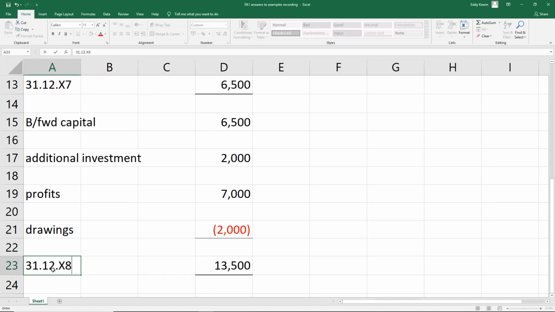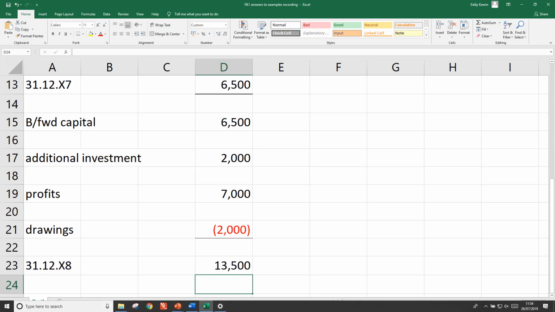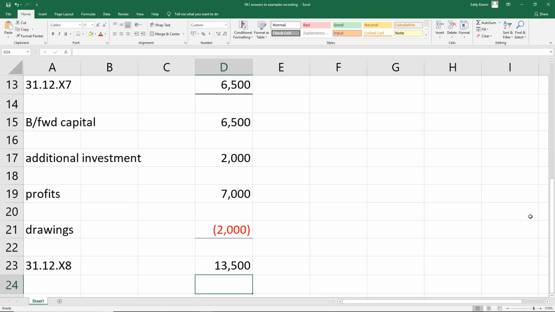as at 31/12/8 of 13,500. Now, hopefully that makes sense, and you can see how money being introduced, extra profits and money being taken out has quite a significant impact on this ownership interest, on this overall total amount of capital.